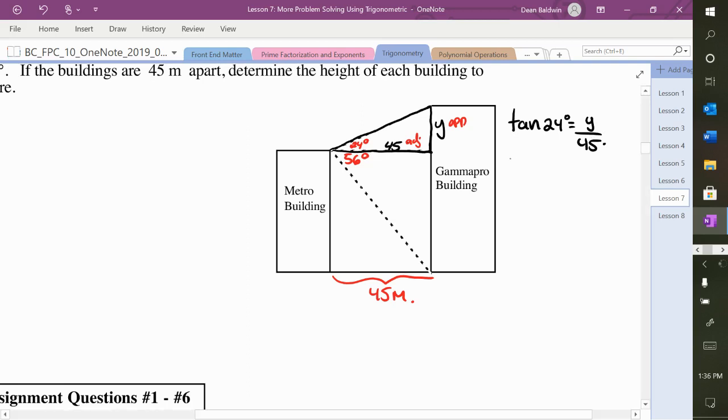So if you go 45 times tan 24, you will get 20.0352. Has anybody done that? Or something close to that? So that height is 20 meters, basically. Okay. Now, what other piece of information should I figure out?